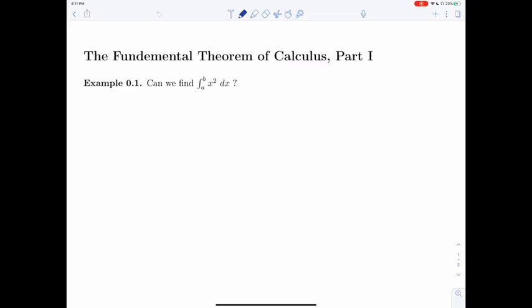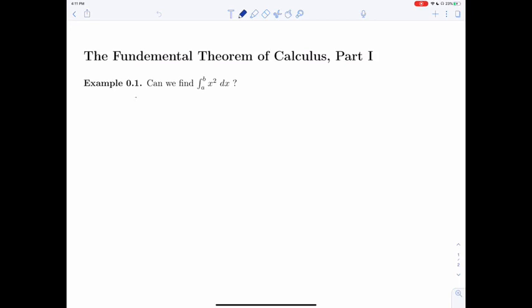In this video, we'll be discussing the fundamental theorem of calculus, part 1. So let's start with an example. Let's see if we can find the integral from a to b of x squared. So a and b are just constants here. Okay, they're just fixed constants.